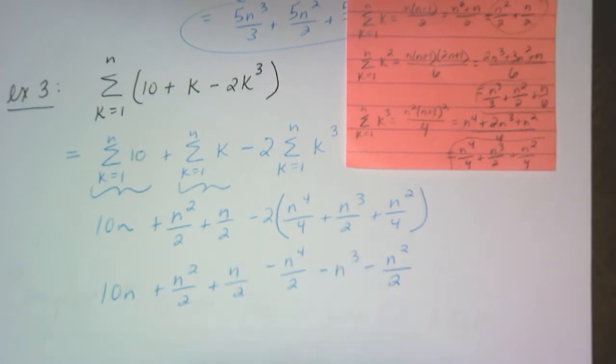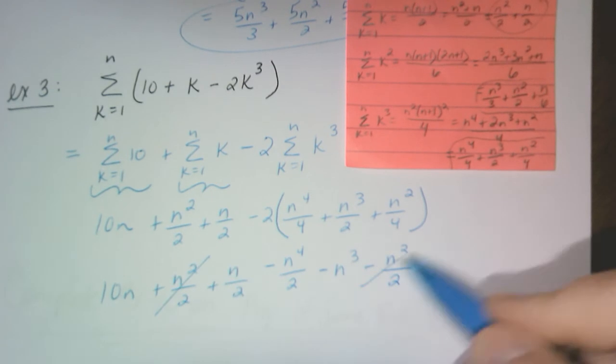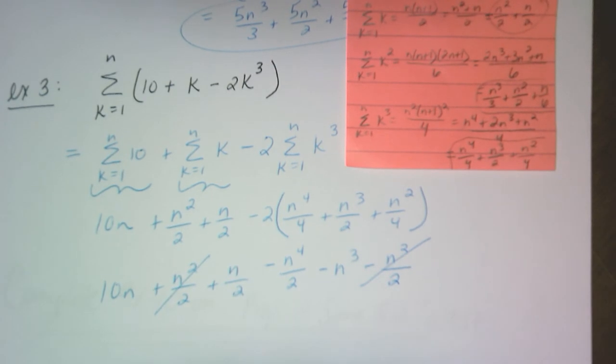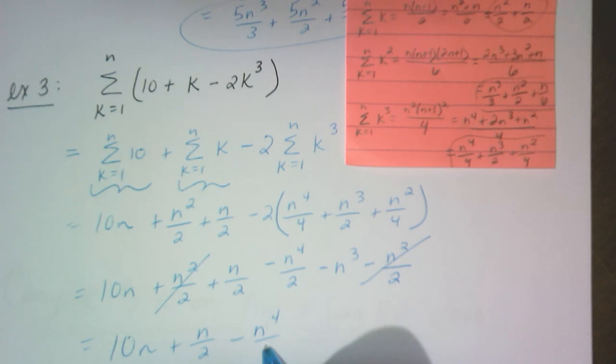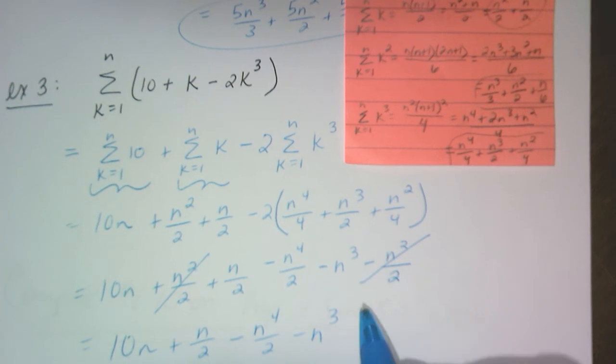And let's just look quick. We can clean this up. These are mathematical opposites. And I think that's it. So this is actually equivalent to 10n plus n over 2 minus n to the 4th over 2 minus n cubed.